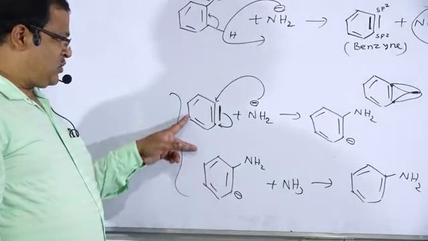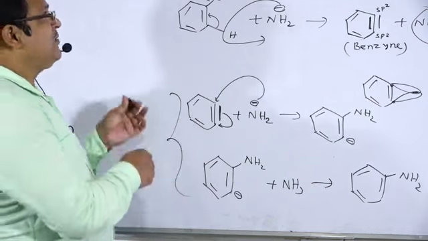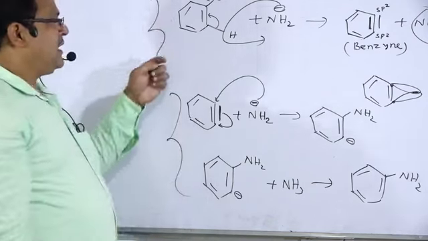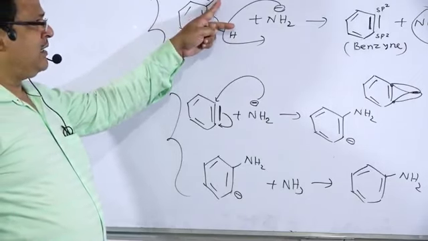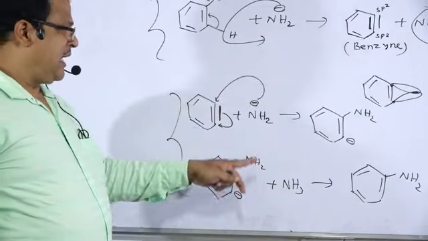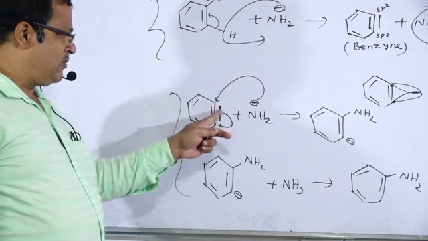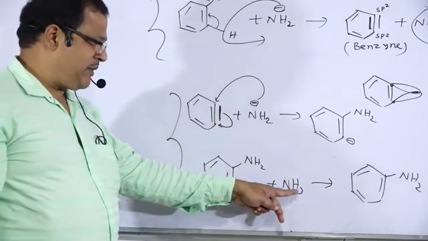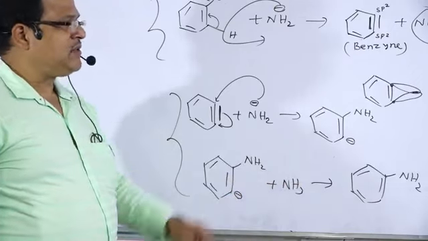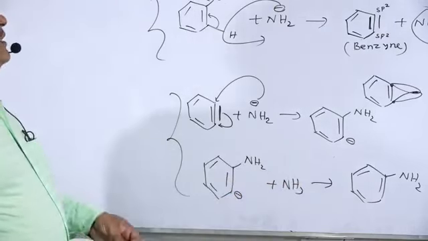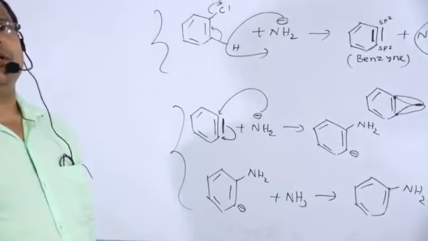So these two steps: this one is addition, this step is elimination. That is the elimination of H and Cl to form benzyne, and in these two, NH2 is added, the bond is shifted, and from NH3, H plus is added, and there is the formation of aniline. This is how the reaction takes place. This is regarding the mechanism of that nucleophilic substitution reaction.